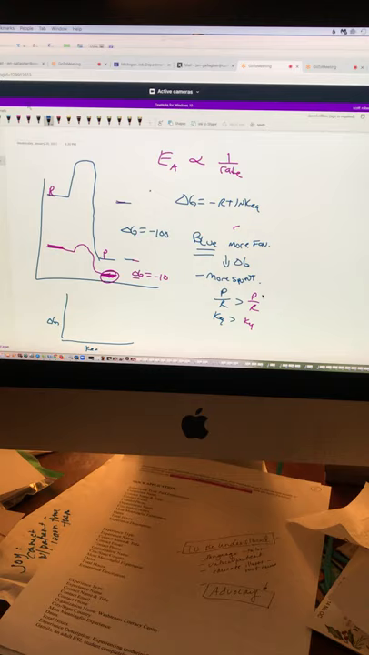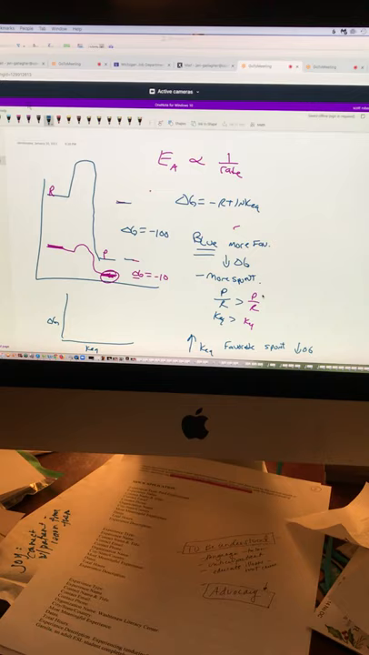If you have a really, really large KEQ, so let's bring this home, it means you're very favorable, very spontaneous, and you have a big negative delta G. So if delta G is very, very low, you have a small delta G because you have a big negative. But they're not going to say big negative. That's not even a thing. They could say the magnitude of delta G, but not so much.